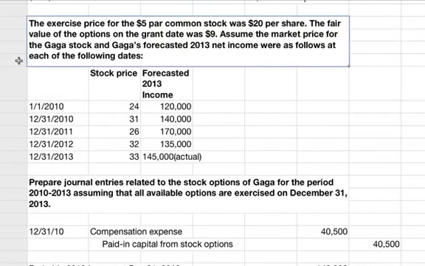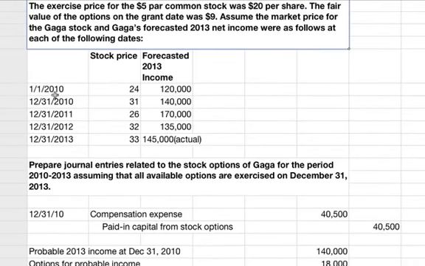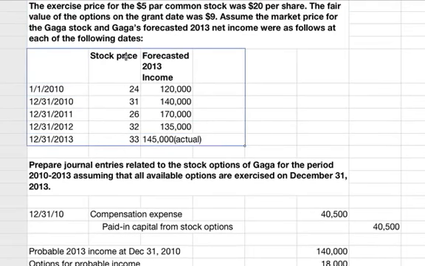As we go down, the exercise price for the $5 par common stock was $20 per share. The fair value of the options on the grant date was $9. Assume the market price for the Gaga stock and Gaga's forecasted 2013 net income were as follows at each of the following dates. Now for this problem, you'll probably be given the stock price, but this is irrelevant, it doesn't matter. This is the forecasted income, so this does matter. And these are the dates.